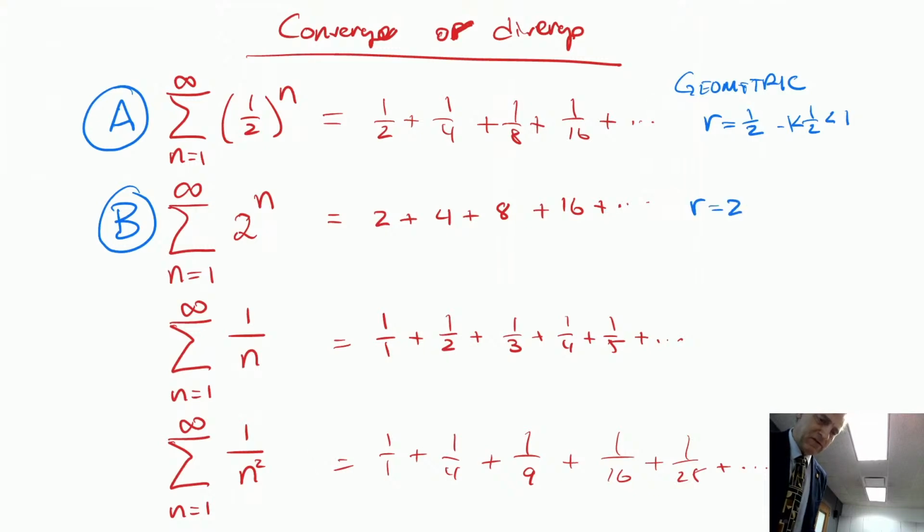Okay, so the ratio is 2 in this case, and so 2 is bigger than 1, so this diverges. Diverge. This one converges.